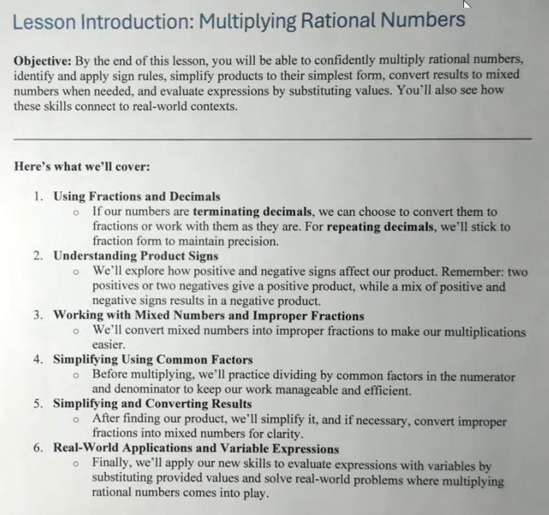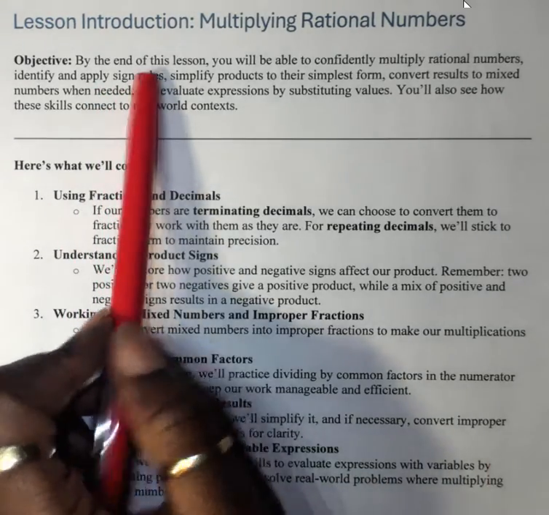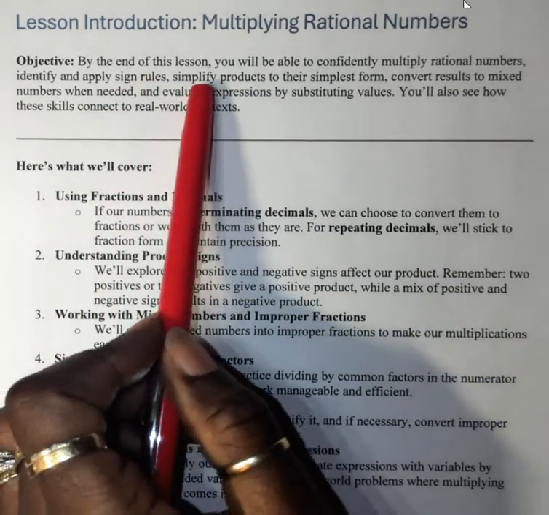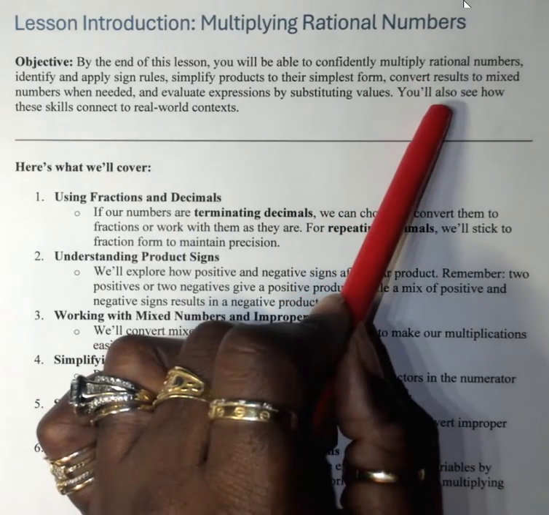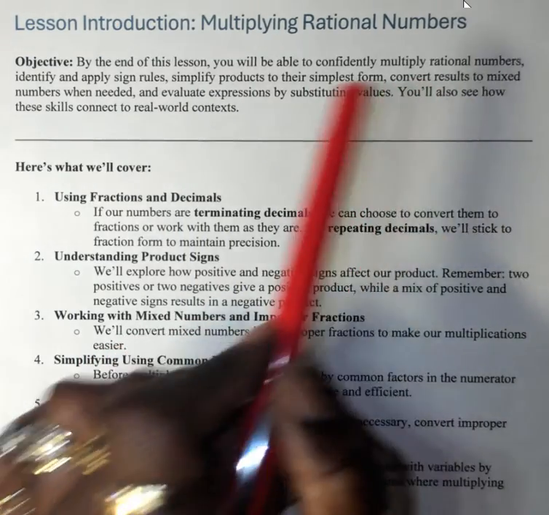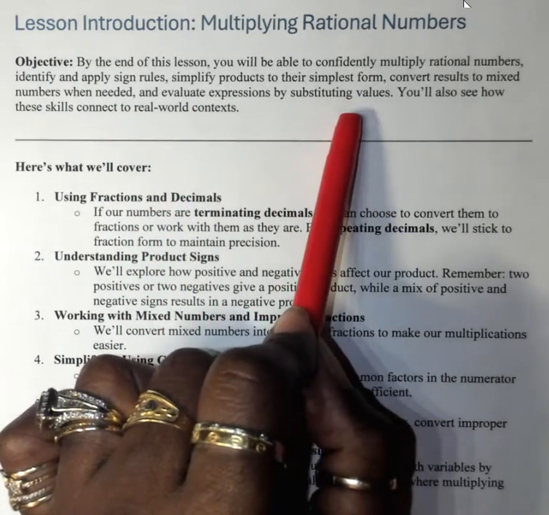All right, so we are moving into our next lesson. We are going to be talking about multiplying rational numbers. The objective is that by the end of this lesson, you should be able to multiply rational numbers. You should be able to identify and apply the different sign rules, and we should be able to simplify our products to their simplest form. We will convert our results to mixed numbers if needed, and we will also evaluate expressions by substituting in values.